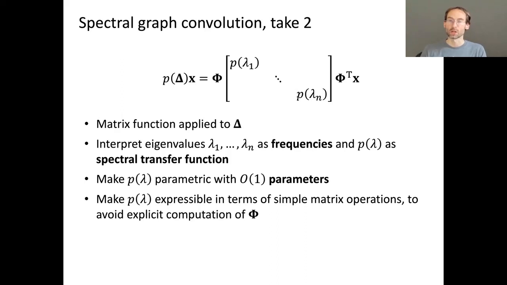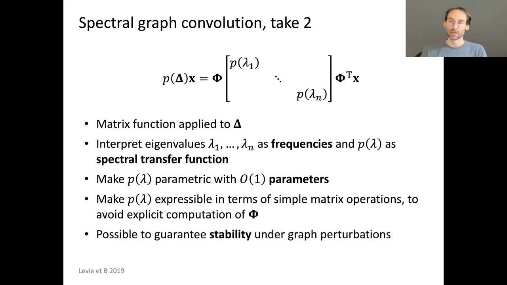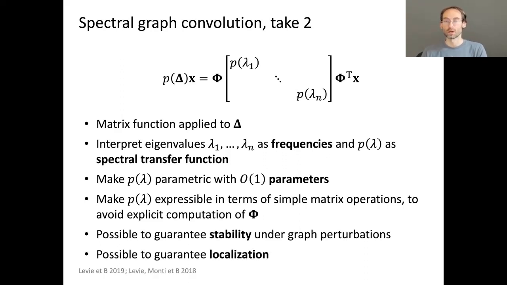Basically, we can write it as, for example, products of Laplacians or powers of Laplacians and so on. It is possible in this case to guarantee stability under graph perturbations. So we solve the problem of generalization across domains. And it is also possible to guarantee some form of localization, either compact support or exponential decay of the filter.